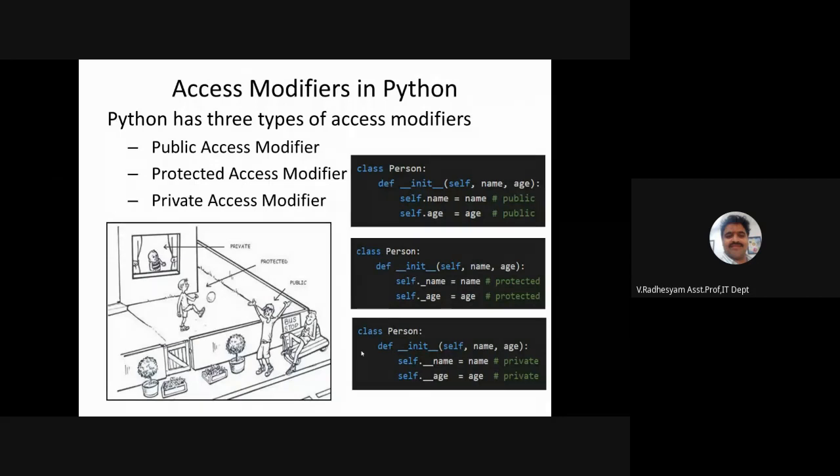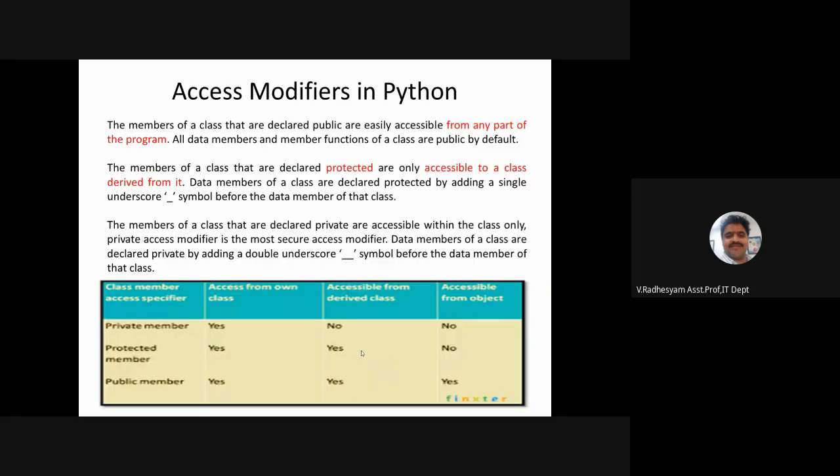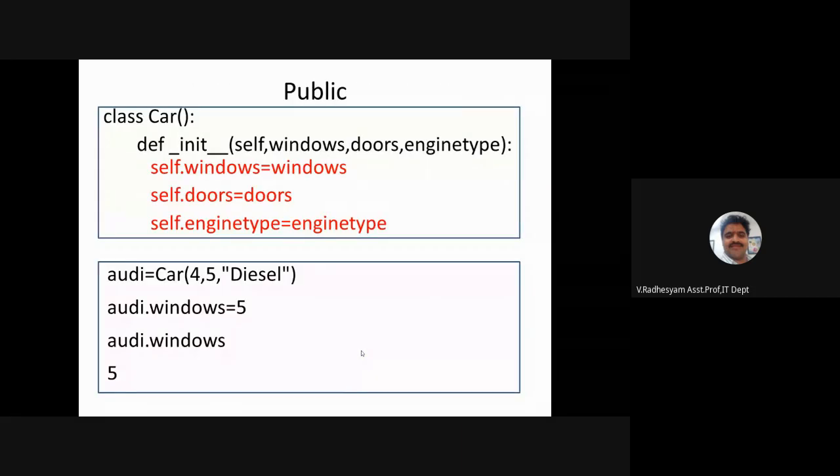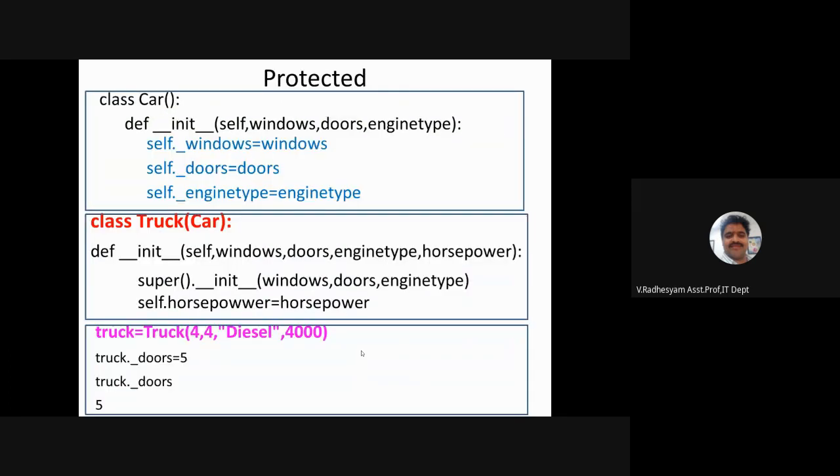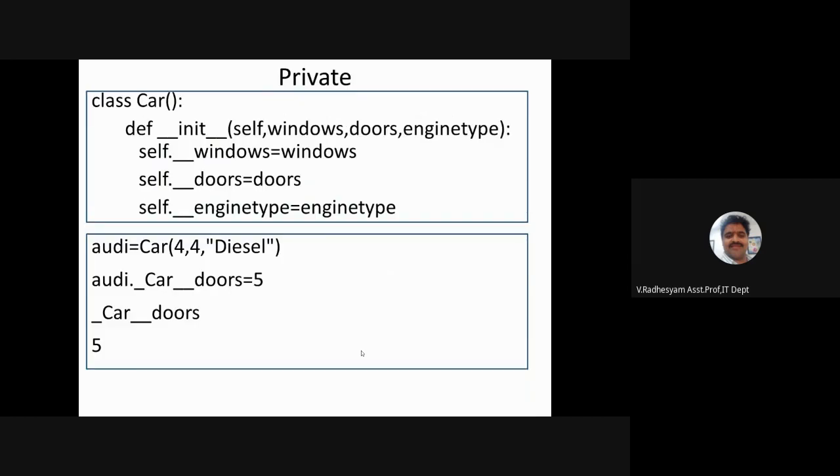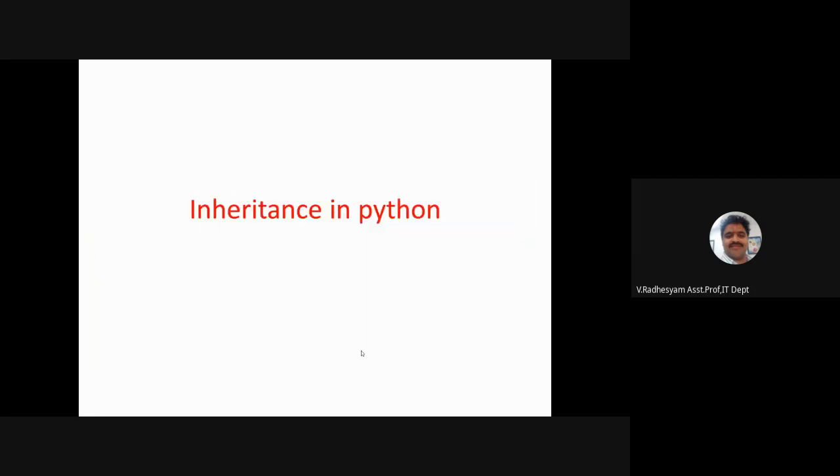How can we identify public, private, protected? For a public variable, there is no symbol before the variable. For a protected variable, there is an underscore symbol. For a private variable, there are two underscore symbols. Here windows, doors and engine type are public variables. Here underscore windows, underscore doors and underscore engine type are protected variables. Here double underscore windows, double underscore doors and double underscore engine type are the private variables.